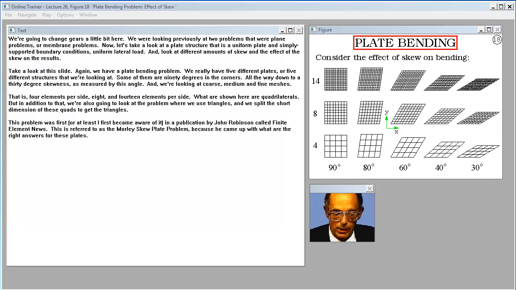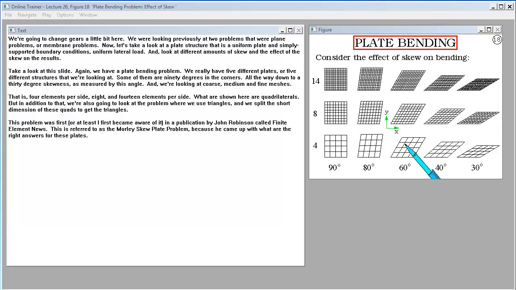If you take a look at this slide, again we have a plate bending problem, and we really have 5 different plates or 5 different structures that we're looking at. Some of them are 90 degrees in the corners all the way down to a 30-degree skewness as measured by this angle. And we're looking at coarse, medium, and fine meshes, that is 4 elements per side, 8 and 14 elements per side. What are shown here are quadrilaterals, but in addition to that, we're also going to look at the problem where we use triangles, and we split the short dimension of these quads to get the triangles.